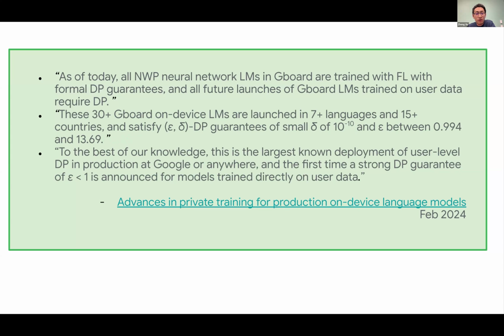To the best of our knowledge, this is the largest known deployment of user-level DP in production at Google or anywhere, and the first time a strong DP guarantee of epsilon smaller than 1 is announced for models trained directly on user data.